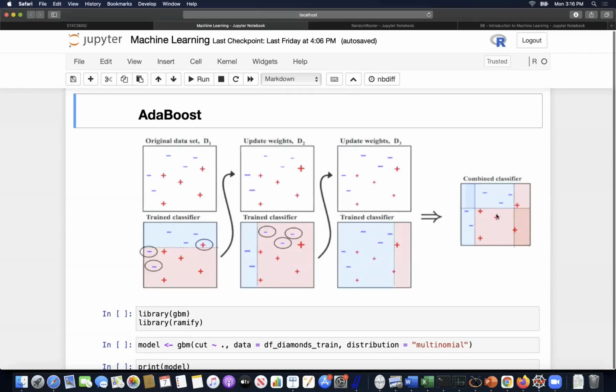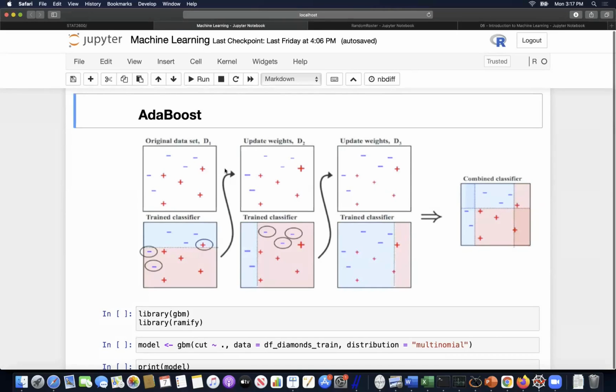Anything to the right of this decision boundary is going to be positive. Anything to the left of this decision boundary is going to be negative. And then you're classifying most of your examples correctly. In this case, all of them are being classified correctly. So that's the idea of AdaBoost in general.